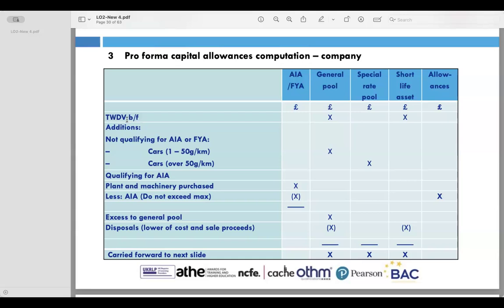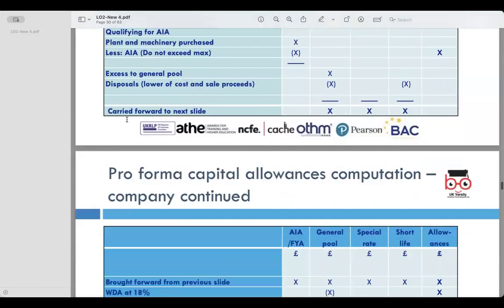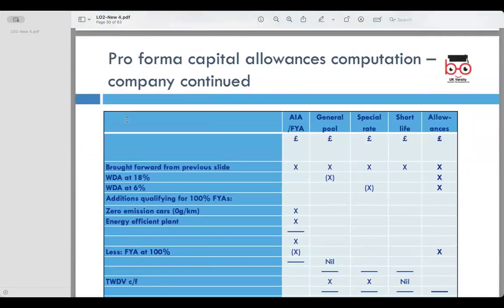When assets are sold, we deduct the lower of the sales proceeds or the cost of the items.